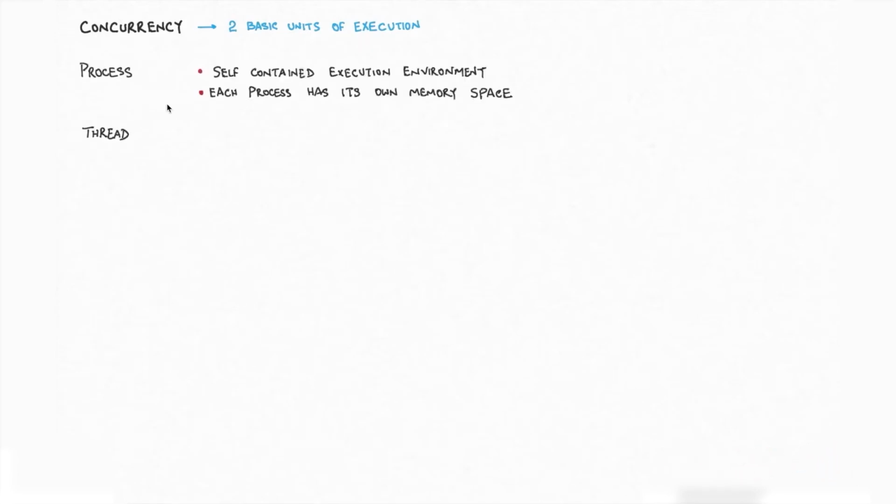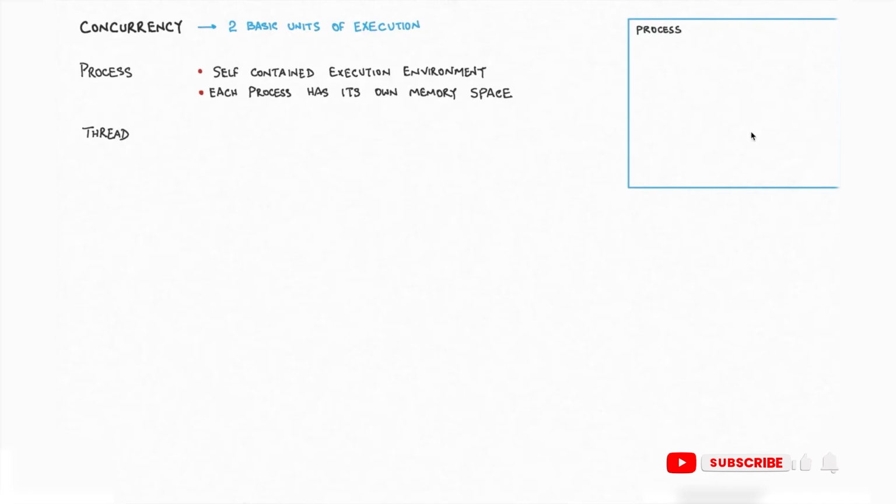When we think of concurrency in Java, we can think of two basic units of execution. We can think of processes and we can think of threads. A process is a self-contained execution environment. So you can think of one application as a process. If you are running a game, let's say, then that is a process. If you're running a software where you can listen to music, that is another process. Now, each process has its own memory space, and whatever work the process needs to do, it utilizes that memory space to carry out that work.